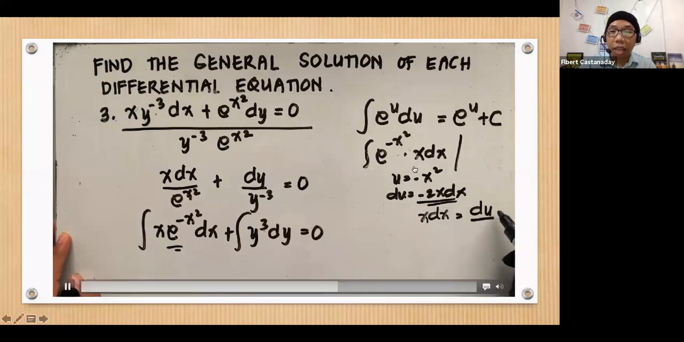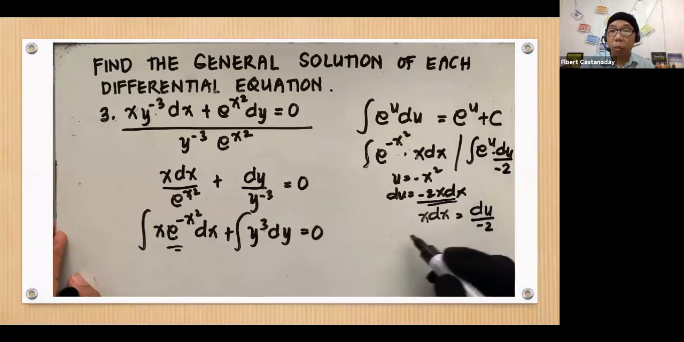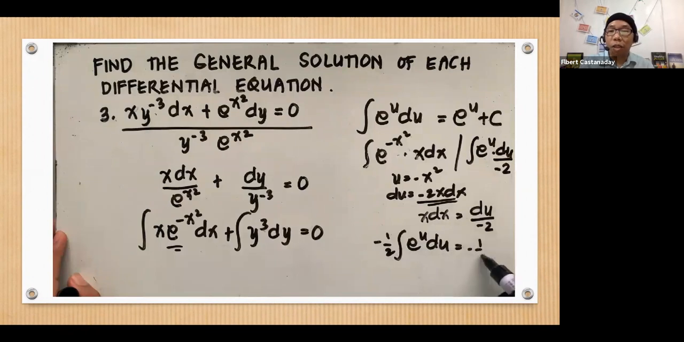So, since may x dx dito, so express ko to in terms of x dx. So, we have du over minus 2. So, i-plug in mo na lang lahat dito. Okay, x dx is equal to what? Du over minus 2, di ba? So, ganun lang. So, ito, e raised to u. May minus 2 ka dapat dito. Ayan. Over minus 2. So, constant naman to. So, pwede mo siyang ilabas. So, just like what I have shown you earlier, nasa labas na yung minus 1/2. So, then, integral of e raised to u du. Ganun lang.